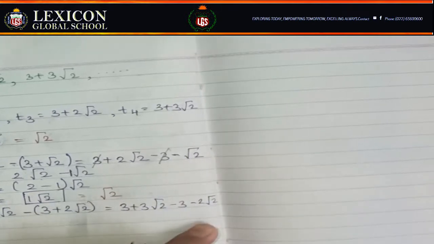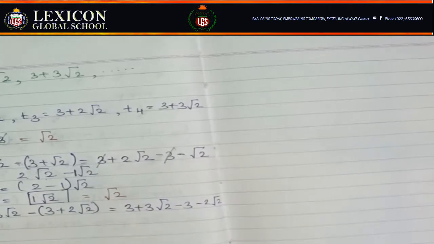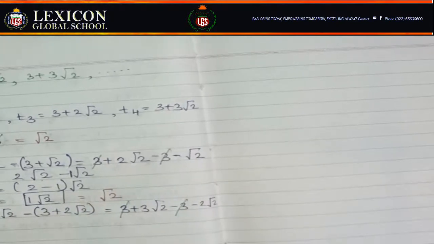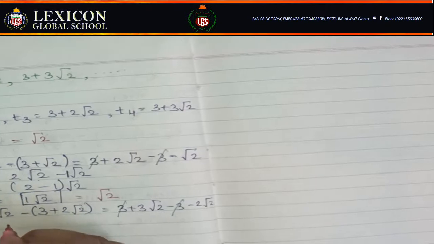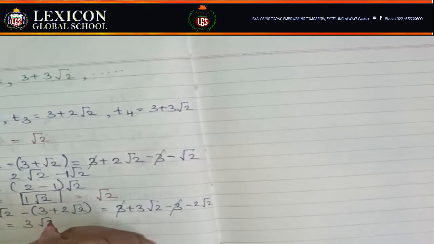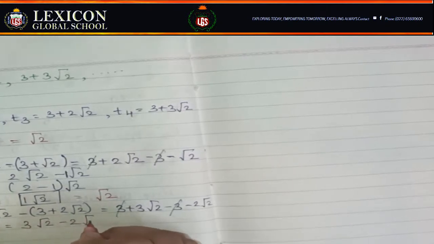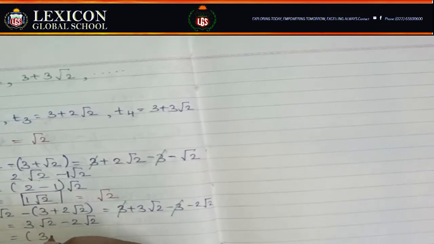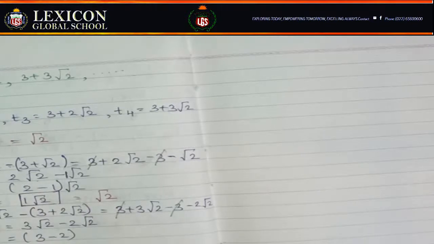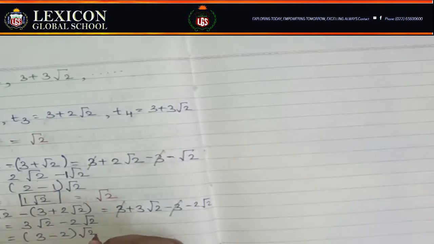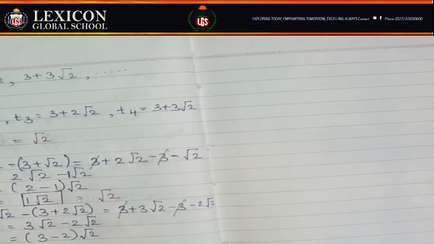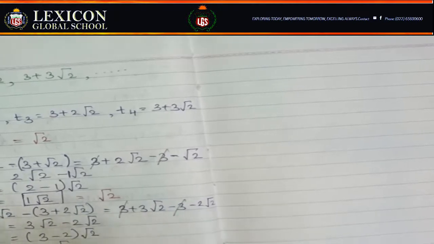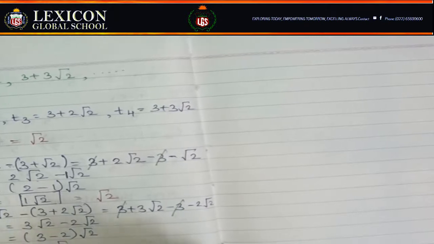Okay, so now what is going to get cancelled? Plus 3 minus 3 is going to get cancelled and the coefficients with the root will be written down. That means 3 root 2 minus 2 root 2. Again they are in surd form, so what are we going to do? We are going to group the coefficients: 3 minus 2, and root 2 will be written outside the bracket. 3 minus 2 is 1 root 2, which can again be written as root 2.